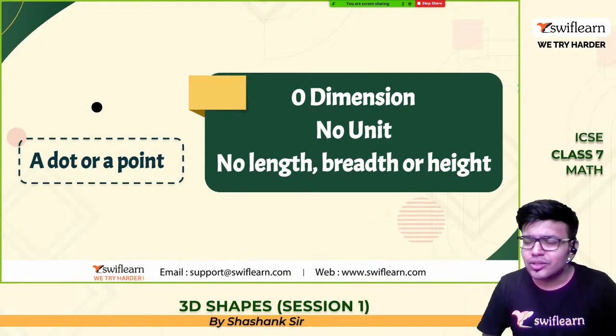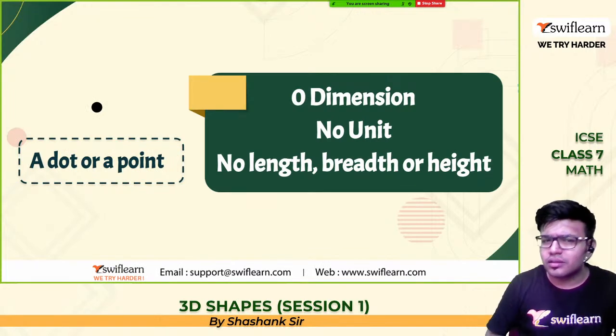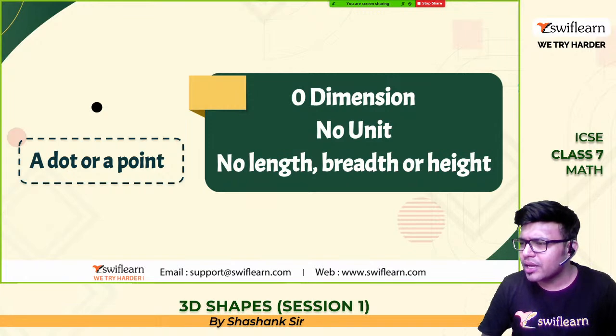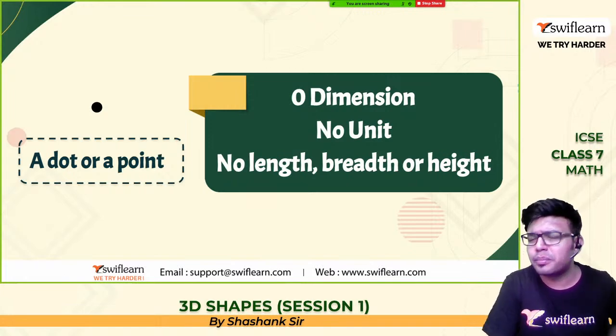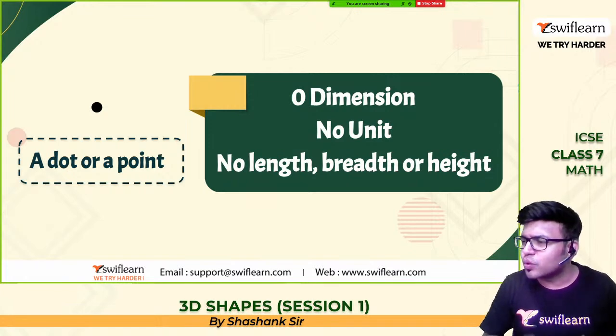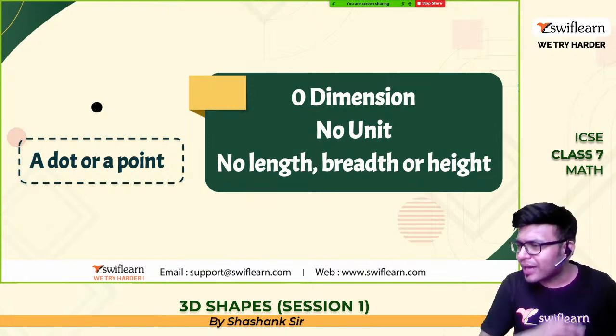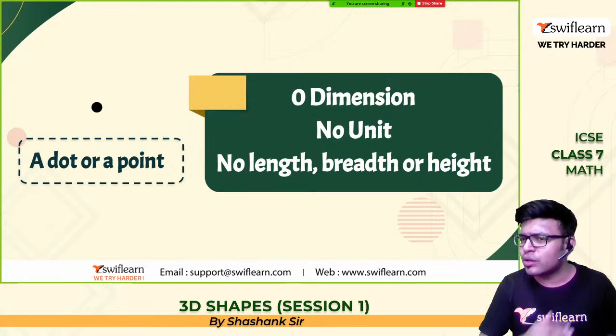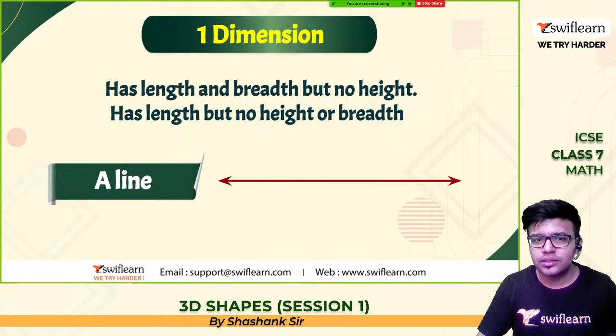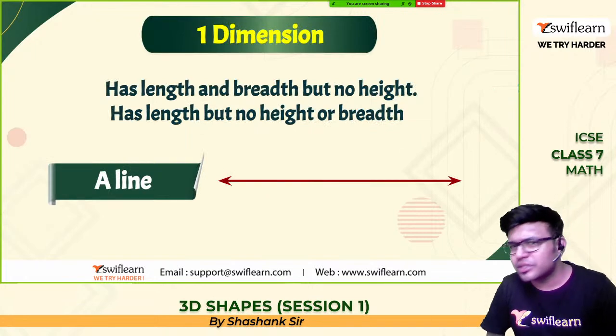So what is a dot? A dot is an exact position. A dot has zero dimension. It has no units, no length, no breadth, no height. So what is one dimension?